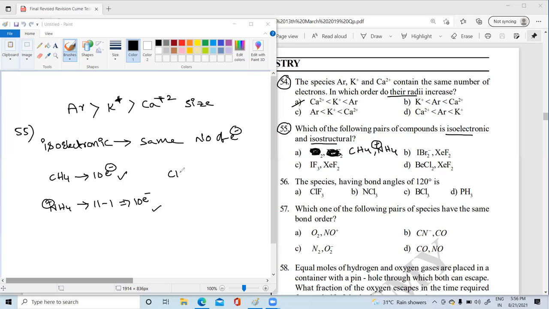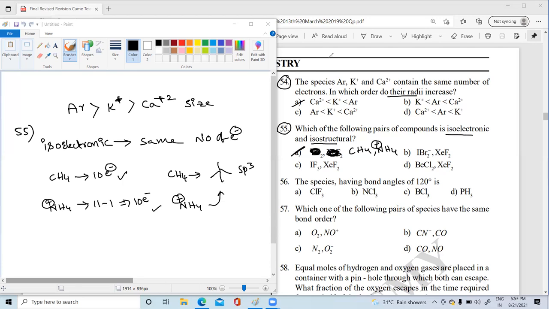And CH4, what is the shape of CH4? It is tetrahedral shape, sp3 hybridization. And even for NH4 plus the same structure comes, tetrahedral as well as sp3 hybridization. So checking the answer, A is the correct one.